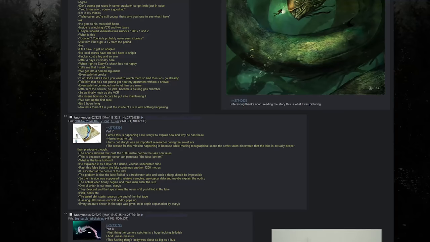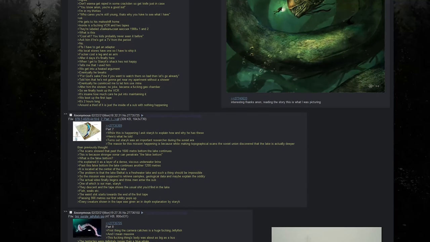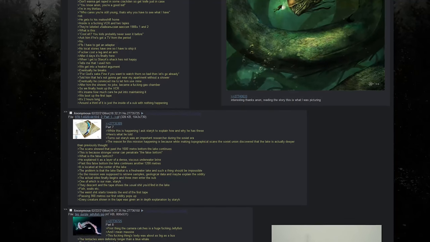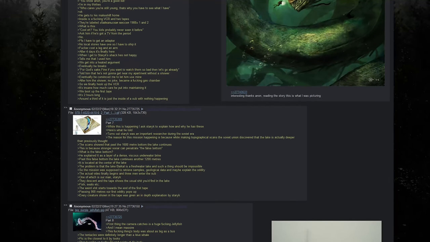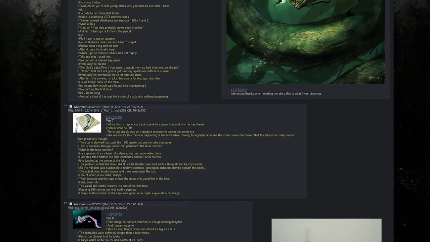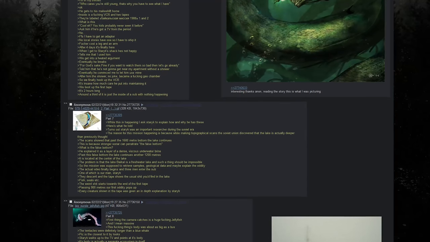So, we finally hook up the VCR. It's insane how much care he put into maintaining it. We boot up the first tape. It's 2 hours long. Around a third of it is just inside of a sub, with nothing happening.